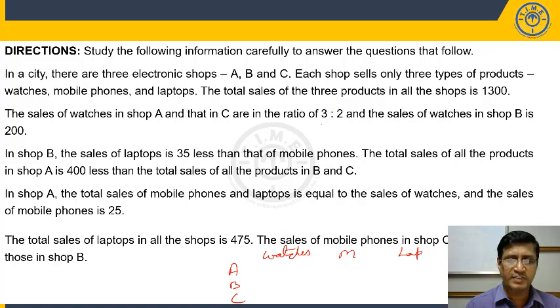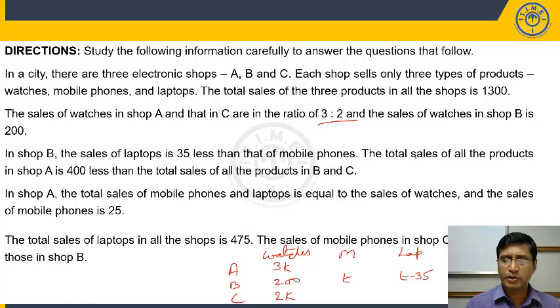What is the ratio of the watches here? It is 3:2. 3:2 means I am taking here 3K and 2K. And the sales of the watches in shop B is 200. Now this value is given here as 200. The shop B sales of laptop is 35 less than the mobile phones. So shop B mobile phones, how much here? Mobile phones is not given, hence I am taking it as T. So laptop will be T minus 35.